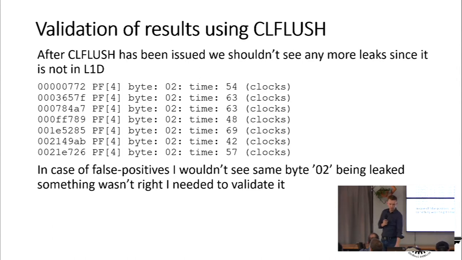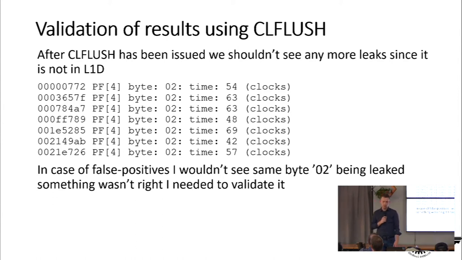So the first number is just the number of those iterations that I mentioned before. You want to run your attack as many times as possible. The other one is the page fault, CPU number 4. And for some reason the same byte was leaking, and then the information about the clocks. How many clocks did it take?